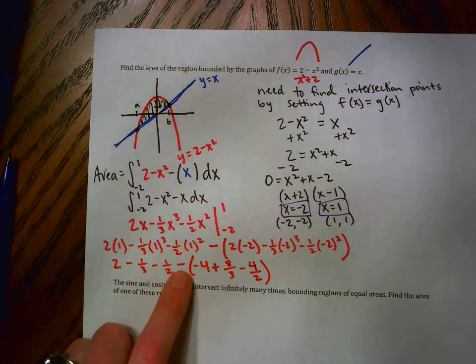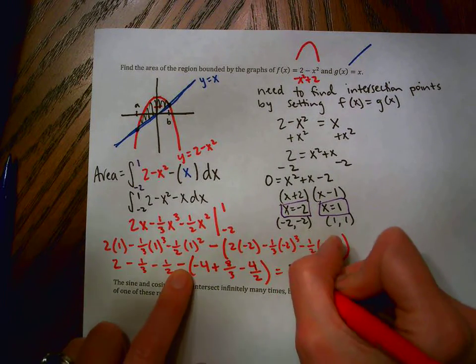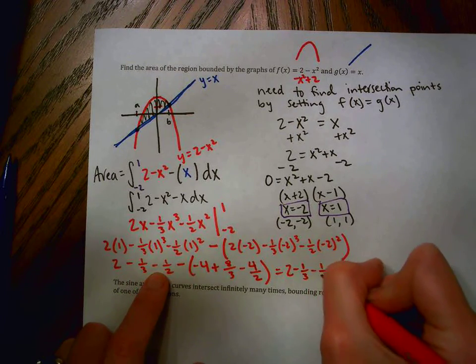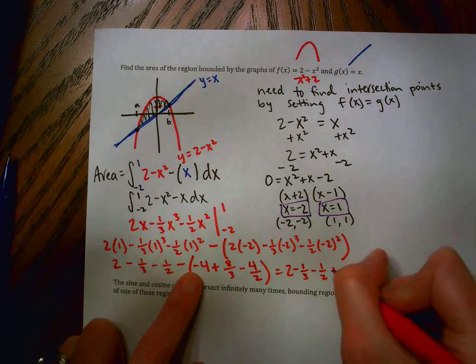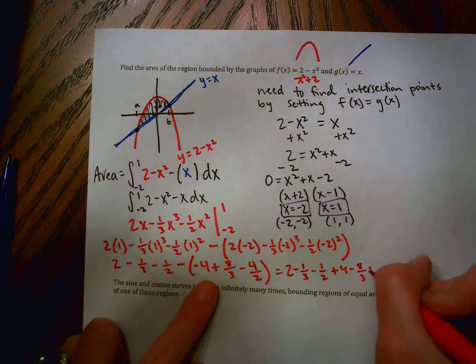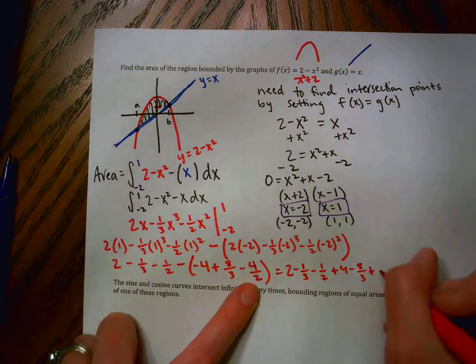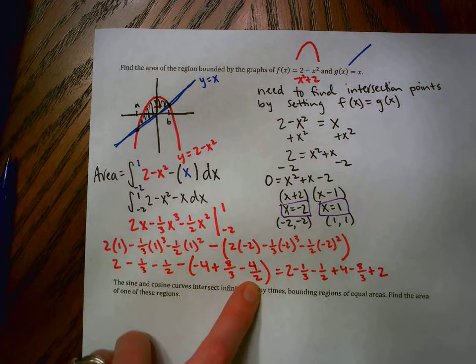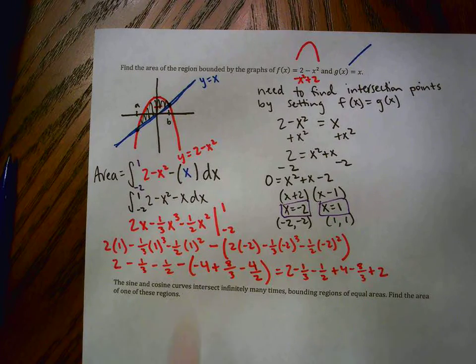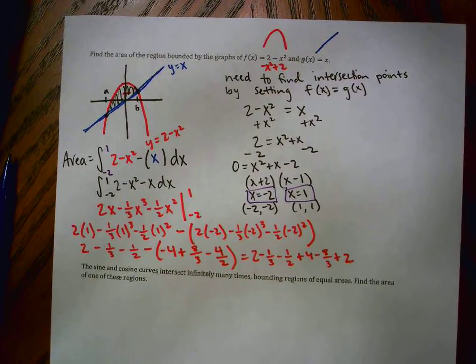Okay, I'm going to go ahead and distribute this minus sign now, so I have 2 minus 1/3 minus 1/2. That becomes plus 4 minus 8/3 plus, and I'm going to change that to be 4 divided by 2 is 2. Correct? Let me just double check. Yeah. Okay, so now we got to clean this up, do some fraction math.